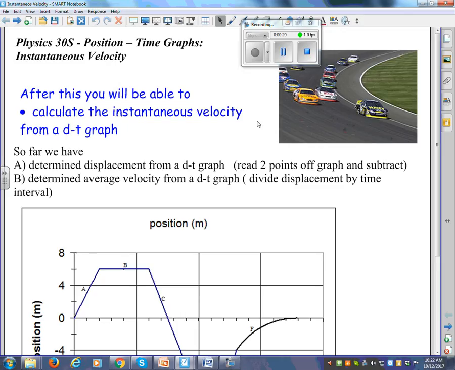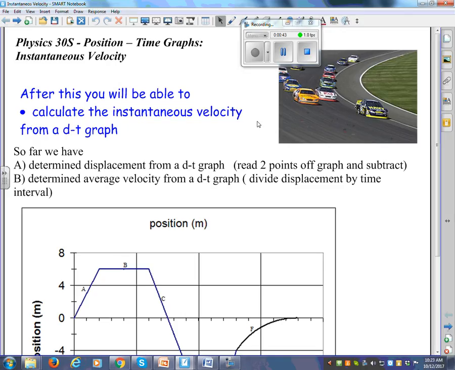So the other day we talked about average velocity, displacement, average velocity. I think all the graphs were straight lines too, weren't they? When we did average velocity, were they not? I think we've only done straight lines. Yesterday we talked about speeding up and slowing down and the actual shape of the graph. So today we're going to look at what we call instantaneous velocity.